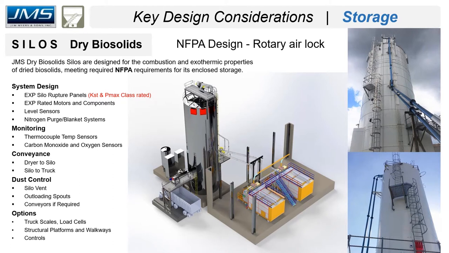It's considered a combustible material, and in a confined space, which the storage vessel is, it needs to meet NFPA codes for that. That's National Fire Protection Association. We use nitrogen purge or blanket systems, thermocouples for temp sensing, carbon monoxide and oxygen sensors, dust control on the silo and the retractable chutes. You can see here, this is actually a model for City of Atlanta. This has a side loading because of site restrictions on where the truck could come in. The one for Savannah was a truck drive-through system.